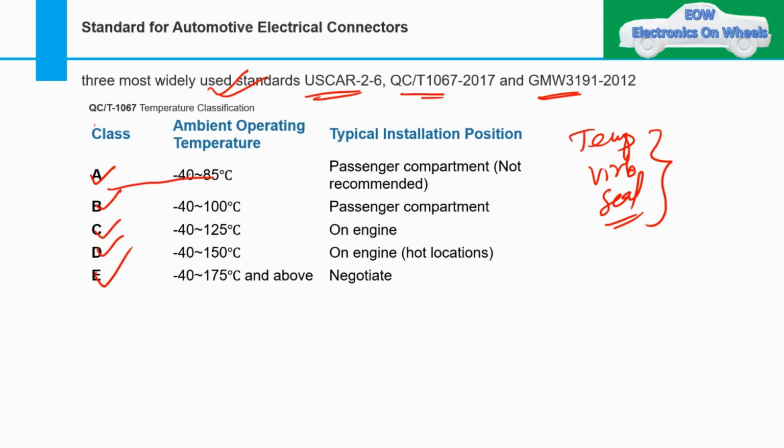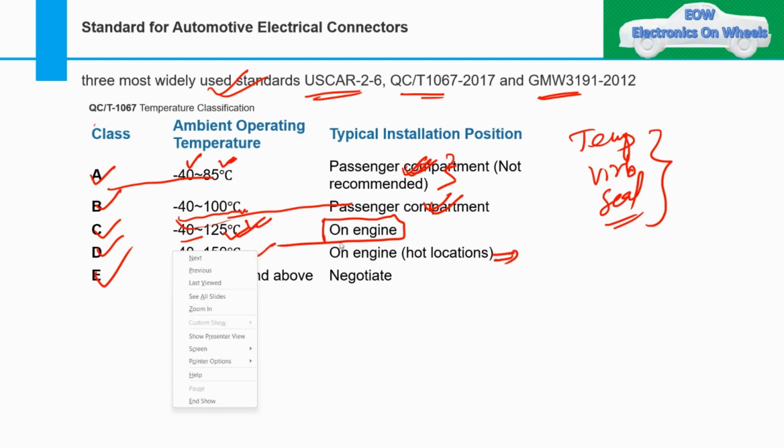In A class of the temperature, there would be minus 40 to 85 degrees centigrade, and for the passenger compartment you can use this installation. Not recommended for the passenger compartment, you can use minus 40 to 100 degrees centigrade. But when it comes to the engine, on the engine you can use minus 40 to 125 degrees centigrade. But when hot locations are there, then you have to consider minus 40 to 150 degrees centigrade.